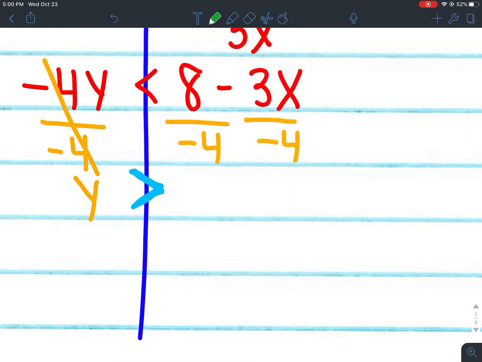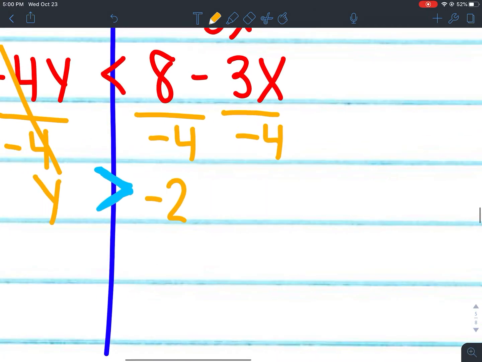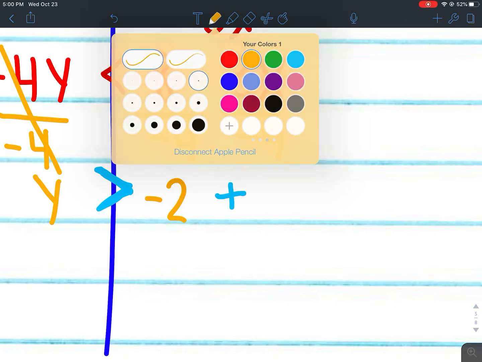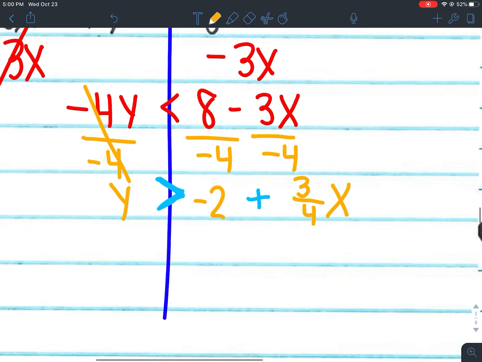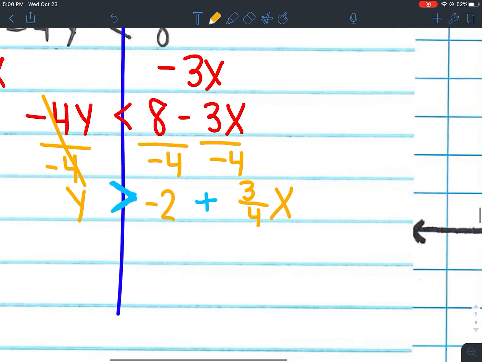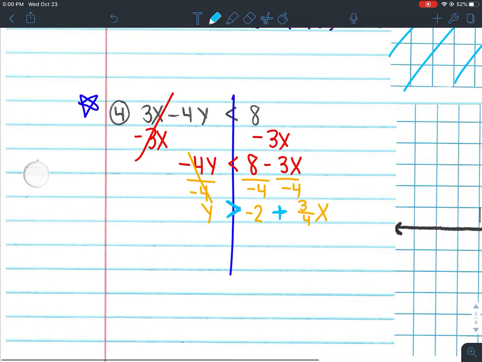Negative 4 divided by negative 4 is just y. Okay? 8 divided by negative 4 is going to be negative 2. I don't know why that's in a different color. Let me go ahead and change that back. Is negative 2. And then here's the second mistake that we make. Negative 3 divided by negative 4 is a positive 3 over 4. Okay, negative divided by negative is a positive. And we forget that sometimes. We do. It's just what happens.